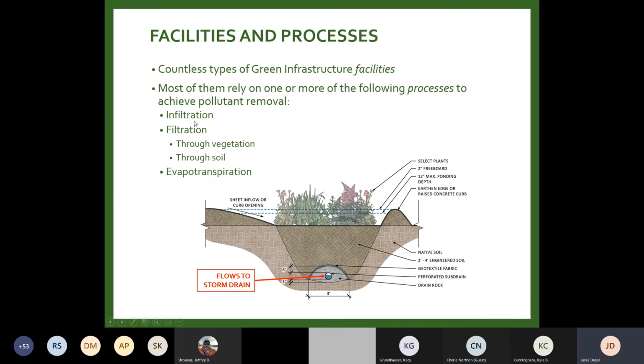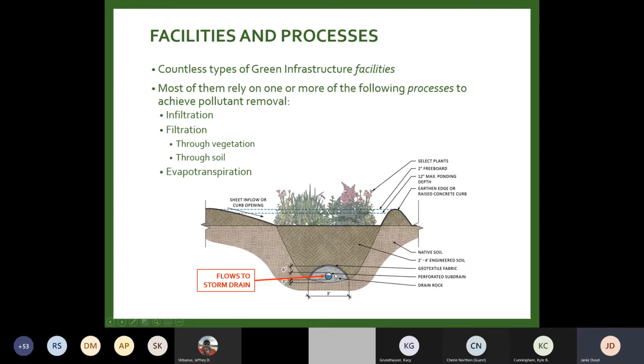So when I talk about infiltration, I'm talking about percolation of stormwater into the subgrade, into the existing subgrade. When I talk about filtration, it can be either through vegetation or through soil. So in this picture, this is a pretty standard, pretty common bioretention cross-section. And the primary treatment mechanism here is filtration, right? Water is going to come into this facility either through a curb opening or some type of sheet flow, and it's going to filter through the soil media.